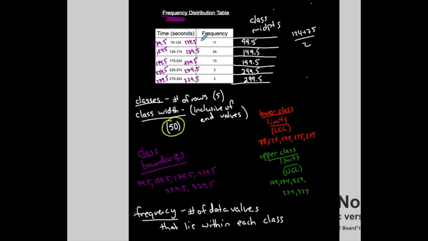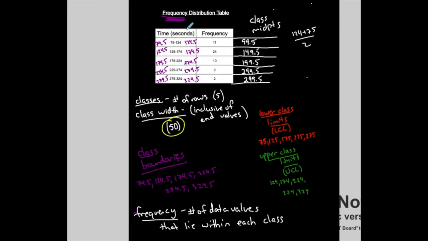But I do know that there are 11 data values that are between 75 and 124 seconds, inclusive. I know that there are 24 data values from the data set that are between 125 and 174, inclusive. I know that there are 10 data values in this interval. I know that there are 3 that are in this interval. There are 2 that are in this interval.